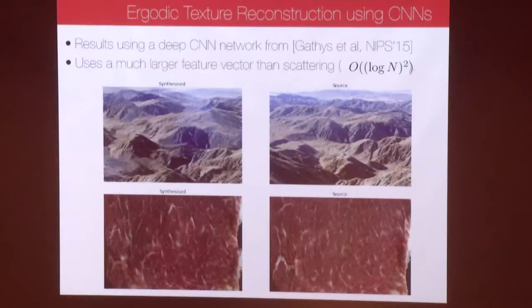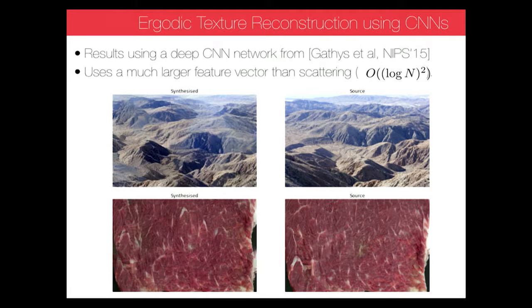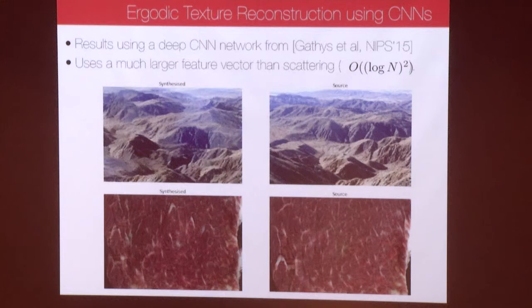You can do better by making the ConvNet larger. This is work by some of my colleagues in Germany. You can even reconstruct meat and landscape by making the number of features larger and larger.